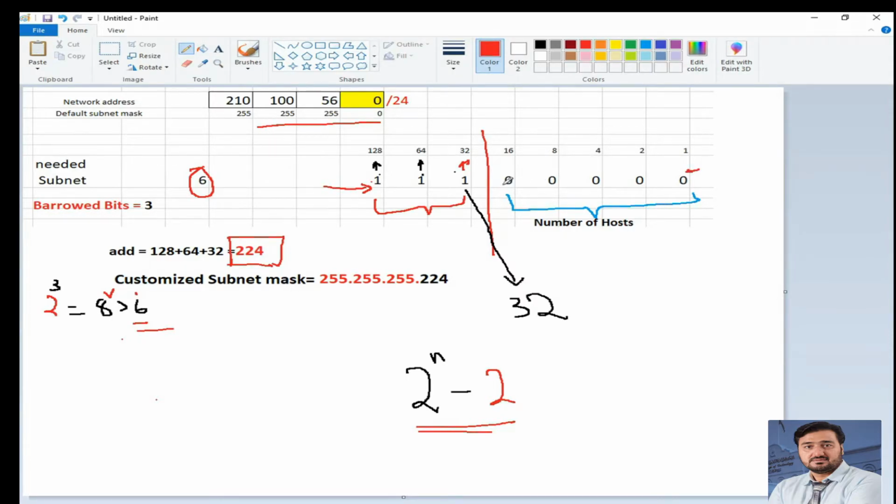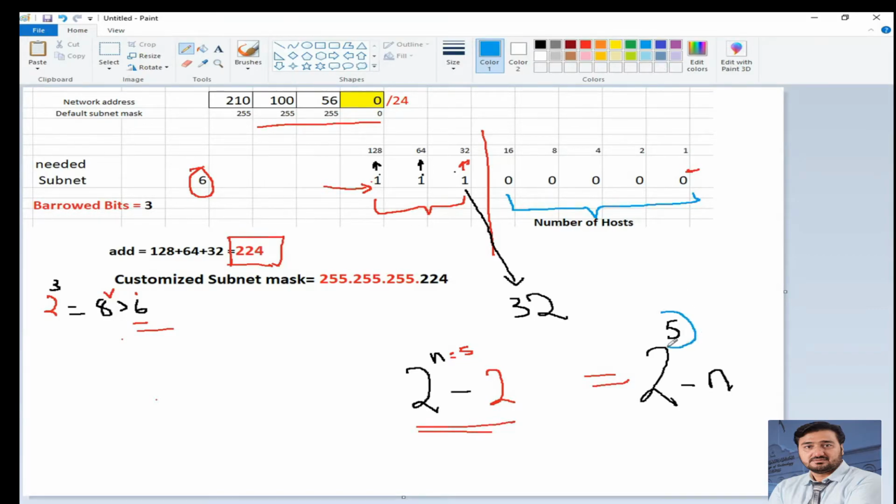How many bits do we have up to this line? How many 0 bits do we have? 5: 1, 2, 3, 4, and 5. So n is equal to 5, because we have 5 bits in the host portion. So 2 power 5 minus 2.